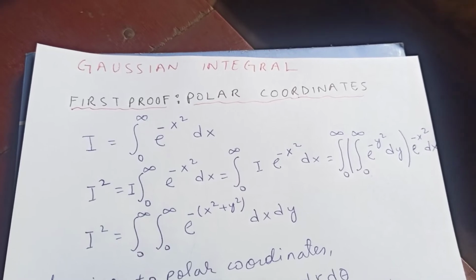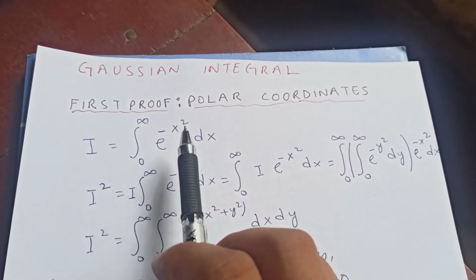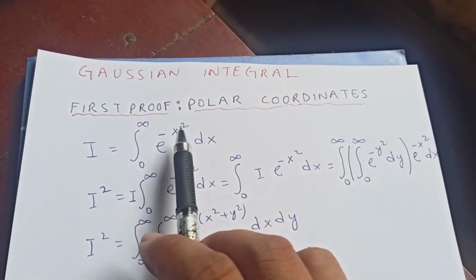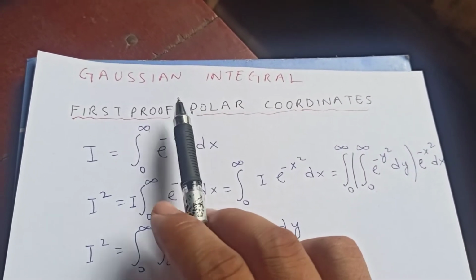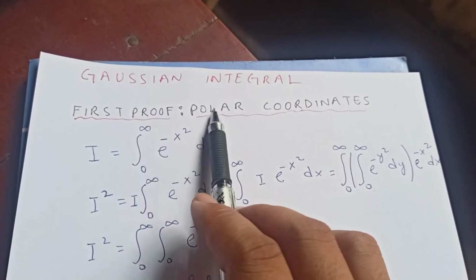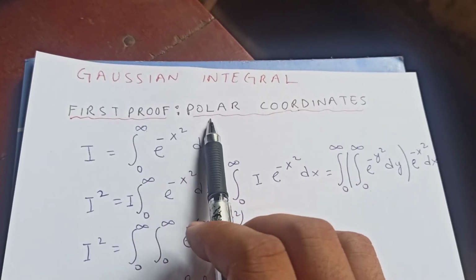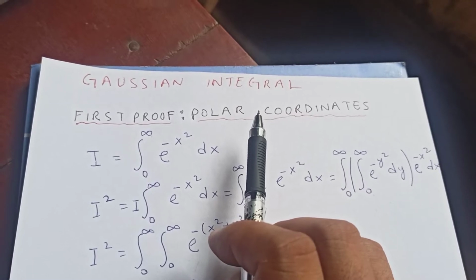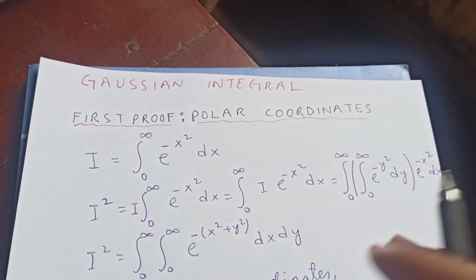Today we are going to introduce the Gaussian integral. This is a crazy thing. In solving this Gaussian integral, we are going to solve it in 12 different ways. This is the first proof, using polar coordinates. Okay, let's get started.